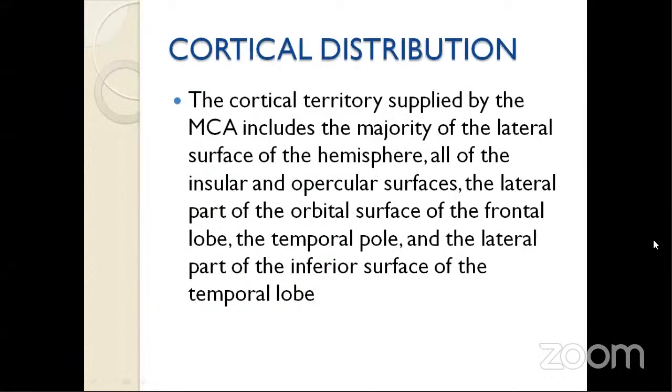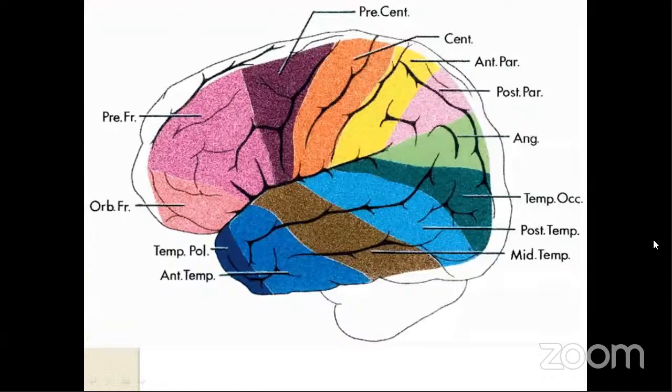Now discussing the cortical distribution of middle cerebral artery. It includes the majority of the lateral surface of the hemisphere, all of the insular and opercular surfaces, the lateral part of the orbital surface of the frontal lobe, the temporal pole, and lateral part of the inferior surface of the temporal lobe. Here is a diagram showing the territory of MCA.